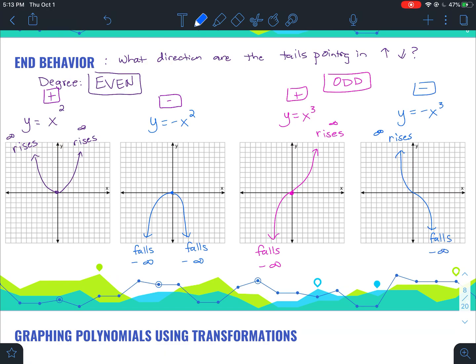And so that would be one way of telling the end behavior for polynomial functions. You look at the degree, so the highest exponent, and decide if it's even or odd. And then you look at the leading coefficient and decide if it's positive or negative. And then from there, you can talk about the end behavior of the polynomial.